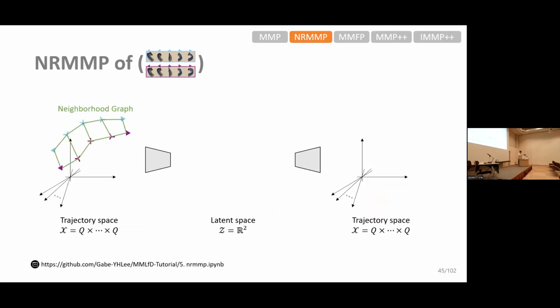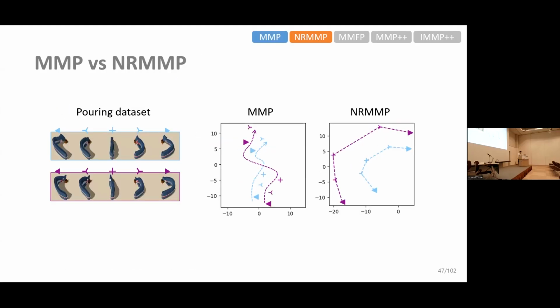Okay, so we've applied this method to the pouring data set. So it is now neighborhood reconstructing MMP. In this example, the graph is manually designed, and this is the result. Notice that the way the latent points are arranged matches up quite well with how the pouring direction changes now. We can say that it has now learned a manifold with better or correct connectivity. Comparing MMP and NRMMP, we can notice the difference more clearly.